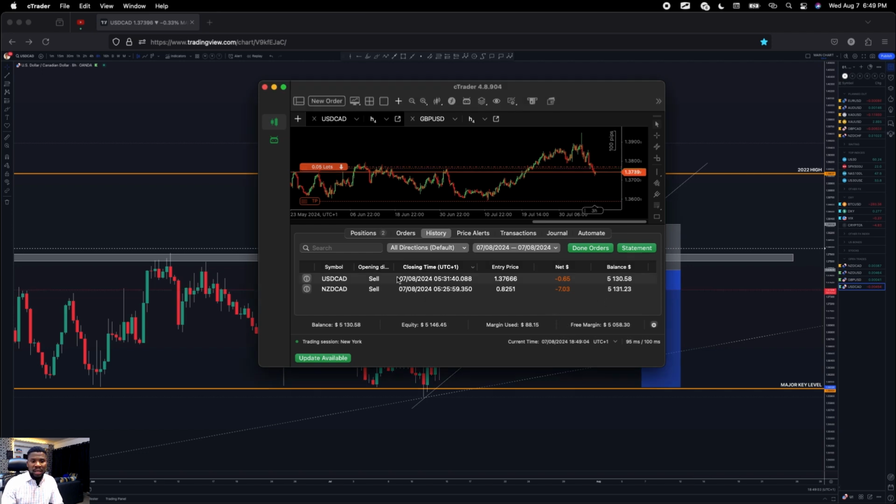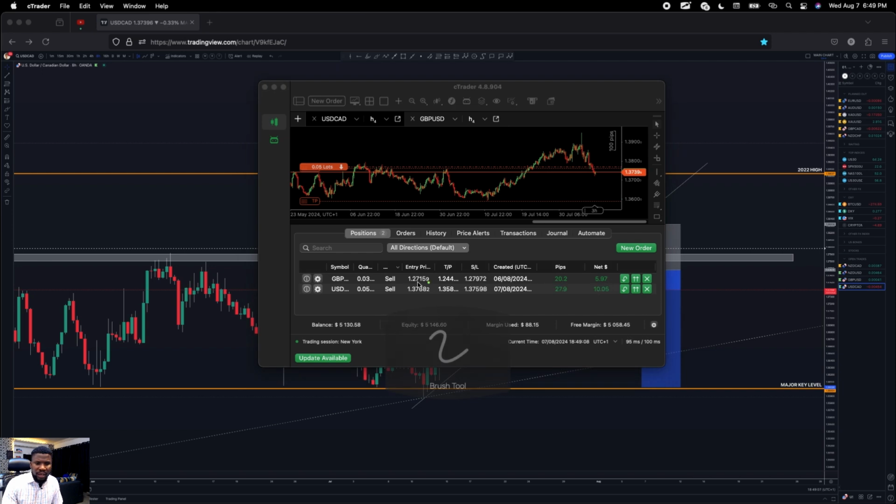Right, as we proceed, I don't need to show you later. This is it right here. You can see I have a sell trade on pound USD, and I have a sell trade on USD CAD. The sell trade on pound dollar is around 20 pips plus, and this other one, USD CAD, is around 28 pips, and you can see $10 and $5 on this trade.